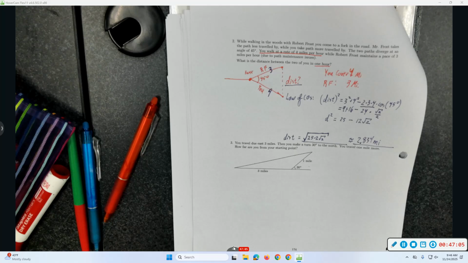Cool. All right, one last one. This one is less flavor. But all right. You travel due east 3 miles. You then make a turn at 45 degrees to the north. You travel 1 mile forward. Okay, you think of it as the starting point.